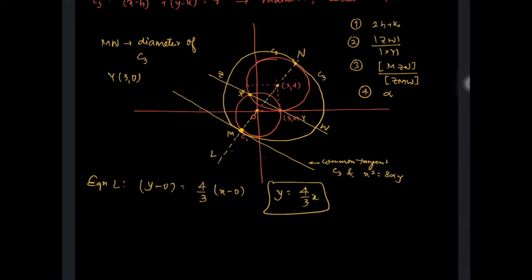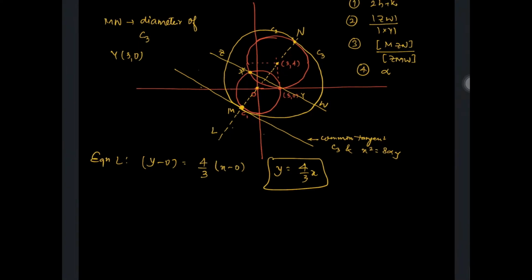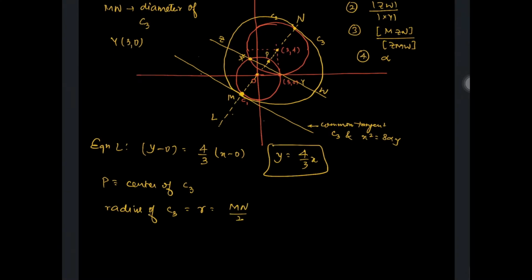Okay, now what? Now let's say this is the center, denote it with P. If P is the center of C3, so the radius of C3 will be R, and that would be MN by 2. But we do not know the coordinates of M and N. So how do we find this out?